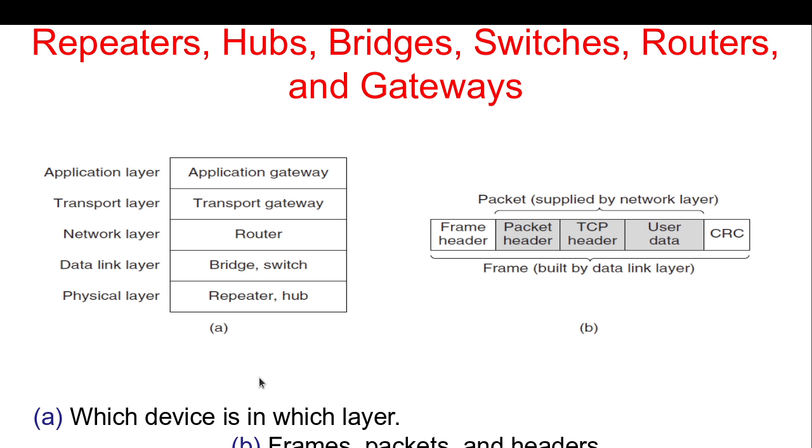So gateways are there. A packet, which we'll see in the network layer topic, has the packet header, the TCP header, and ultimately the user data. That is collectively called a packet, and a frame is generated out of that by attaching the frame header, and the trailer may have the CRC. Now this is what is called the frame, which is there in the data link layer.